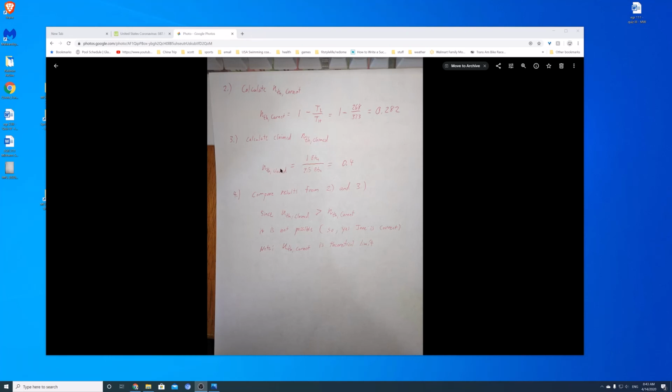Here's the claimed. I just used the equation for the claimed efficiency. This is the amount of work being done out for 2.5 BTU in, and the claimed thermal efficiency is 0.4. Now, comparing these results, we see that the claimed efficiency is higher than the theoretical limit, so this is not possible. So yes, Jane is correct. And just a final note: the Carnot thermal efficiency is the theoretical limit. And that's it.